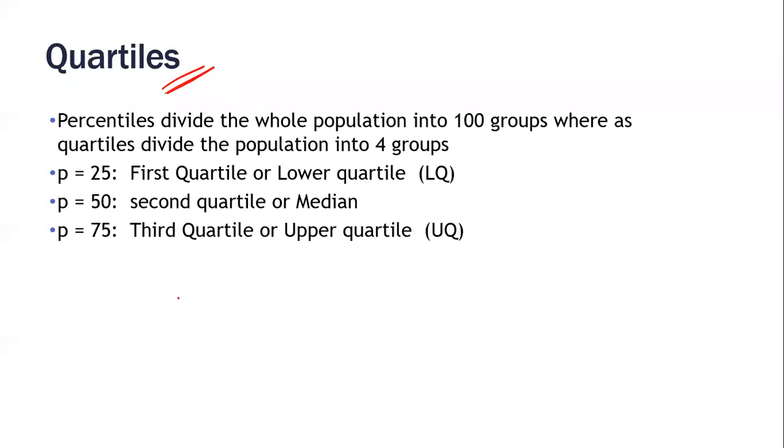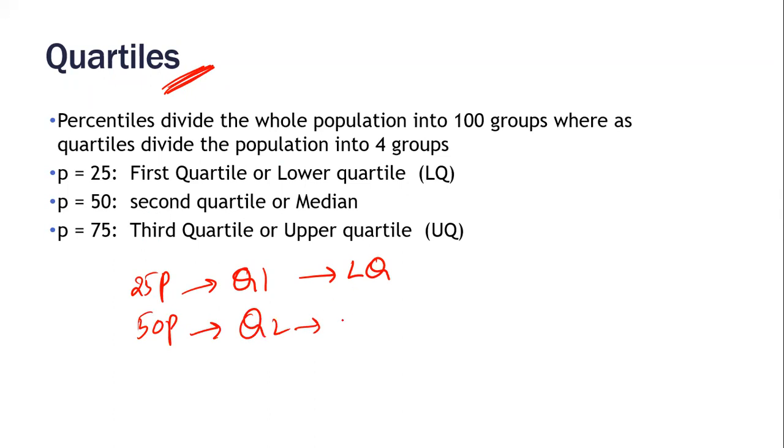We understand what is percentile. 1 percentile, 2 percentile, 3 percentile. Within this, there are some special percentiles which are known as quartiles. 25th percentile is known as quartile 1 or lower quartile. 50th percentile is known as quartile 2, or what is the name of this? Another name? Second quartile? Median, isn't it?